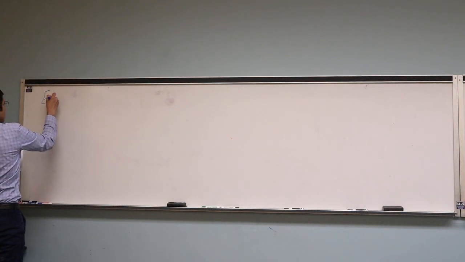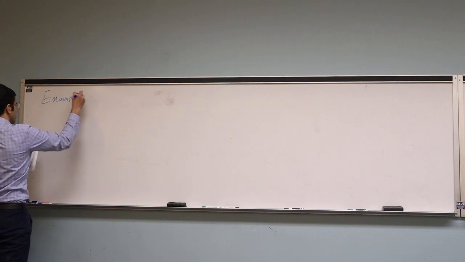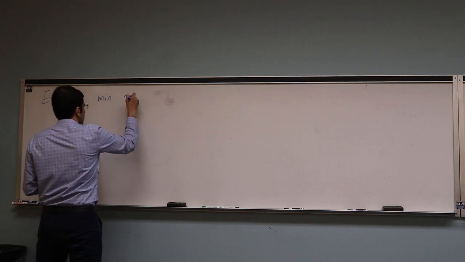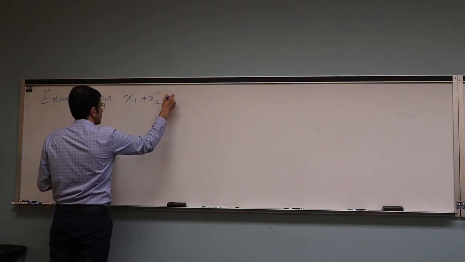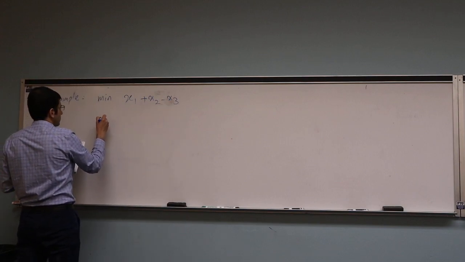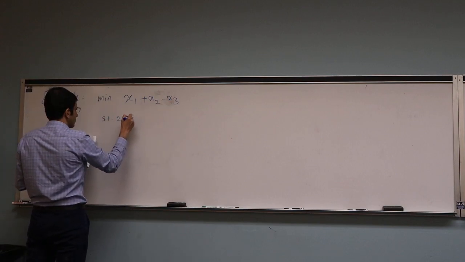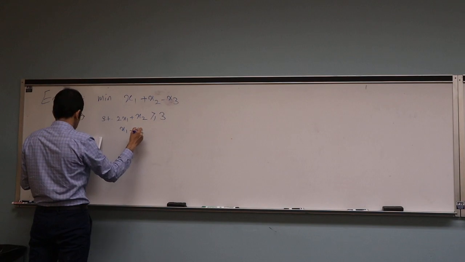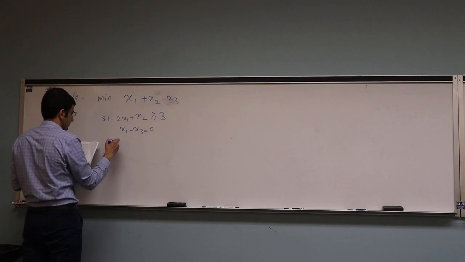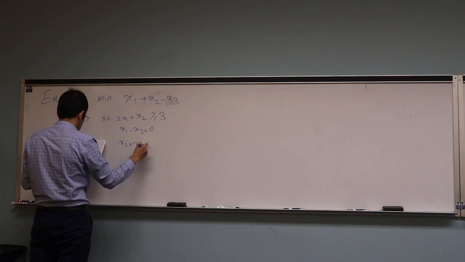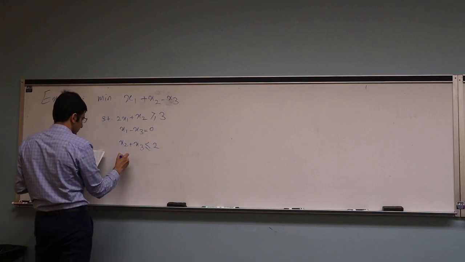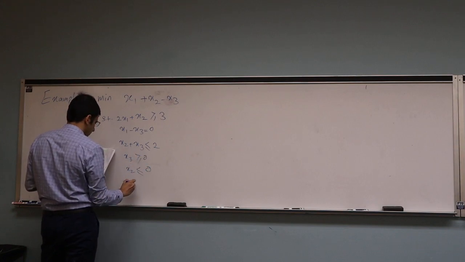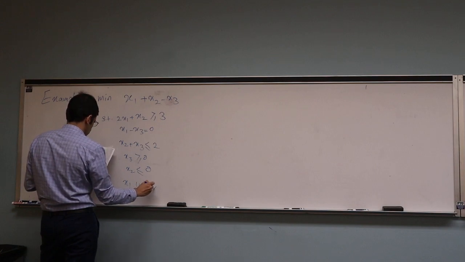Alright, example. Minimizing x1 plus x2 minus x3 subject to 2x1 plus x2 greater than or equal to 3, x1 minus x3 equal to 0, x2 plus x3 less than or equal to 2, x3 positive, x2 negative, and x1 non-negative.